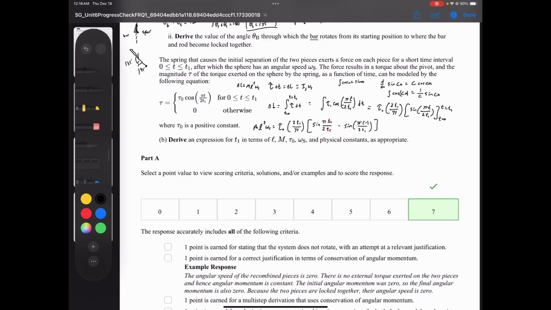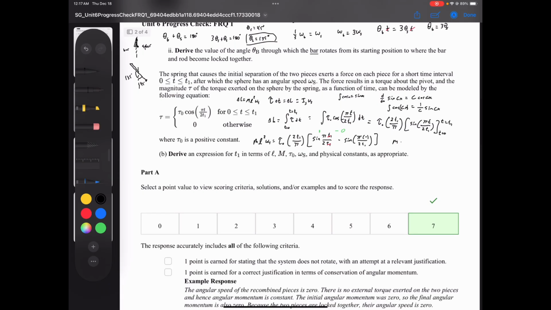All right, and now let's actually evaluate what these values are. Well, the sine of pi over 2 is equal to 1. And then the sine of pi times 0, well, anything times 0 is 0, so the sine of 0 is actually 0. So it's basically just 1 minus 0. So when I evaluate my integral from t equals 0 to t equals t1, I end up getting just 1. So then my final answer, now we have to solve for t1.